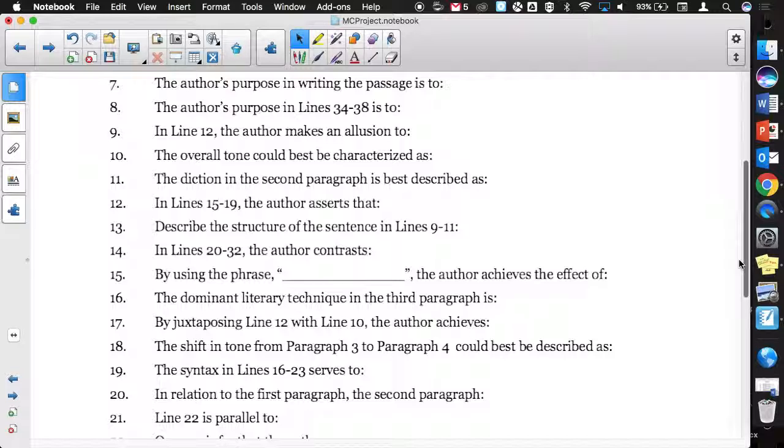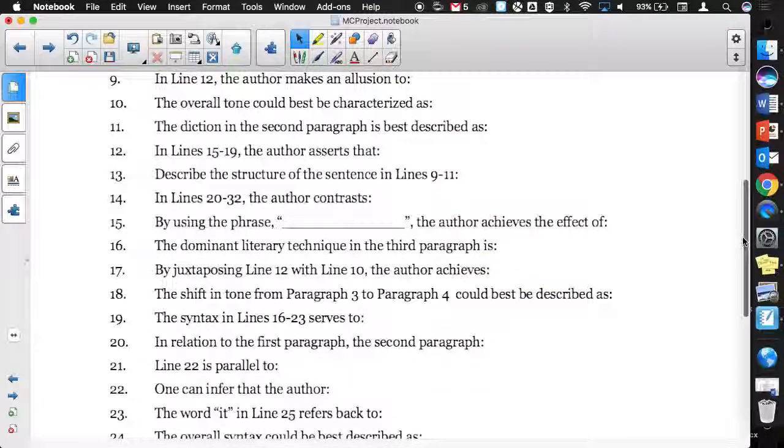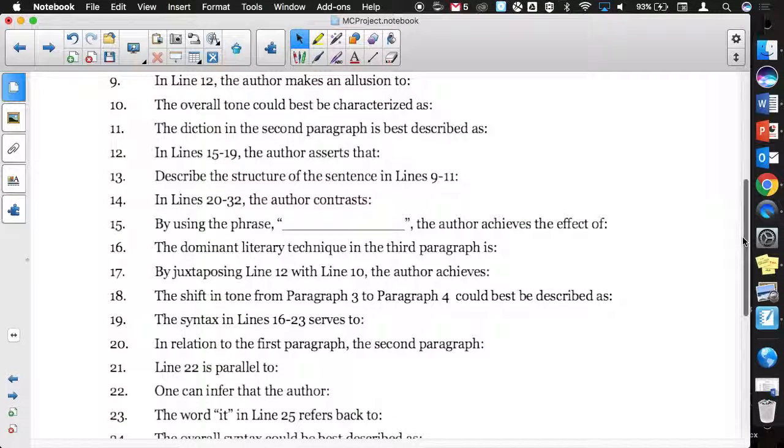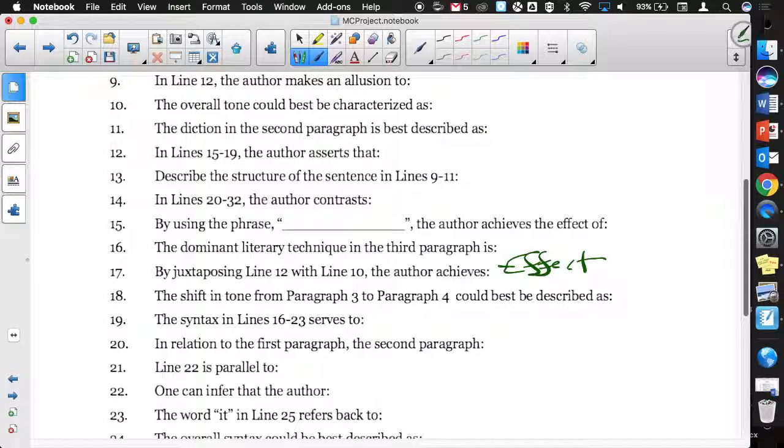So something like number 16 would be the literary technique question. 17, by juxtaposing line 12 with line 10, the author achieves. This would be an example of an effect question, where you're looking at how different parts of the passage relate to one another. This one here could be an effect question. Since you're taking a look at shift, you could argue there could be a tone question as well, so there are some that could go either way, depending upon what you need to do. If you have questions about it, just run it by me and I can let you know where I think it would best work.